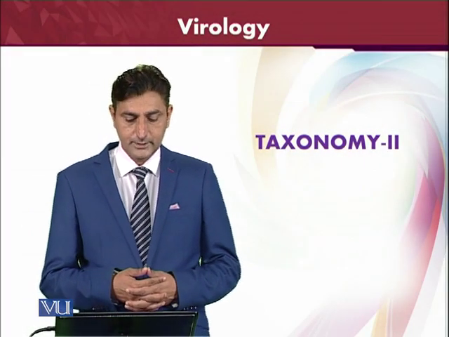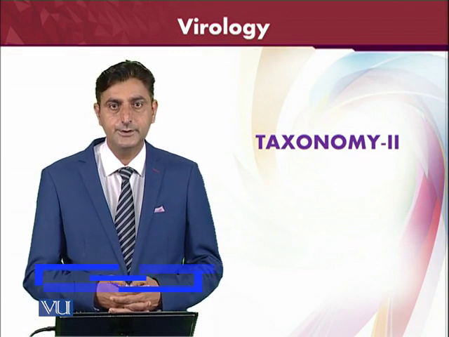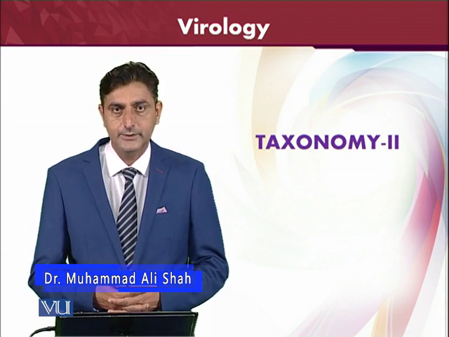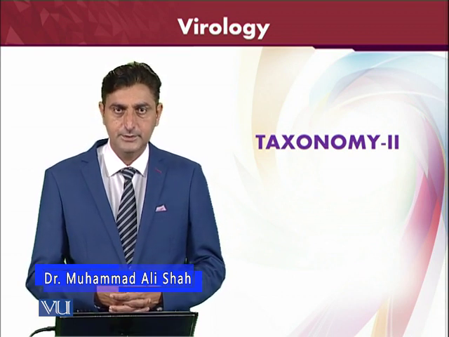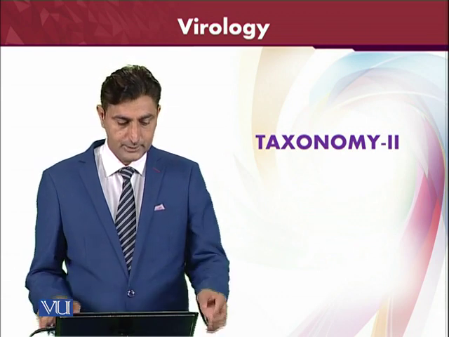So the next is the Baltimore system. We will continue with the taxonomy. First, we have studied about the ICTV system, which started from the order, and then family, subfamily, and then genus, and then species of the viruses. Next is the Baltimore system.